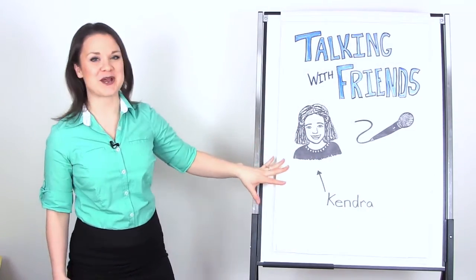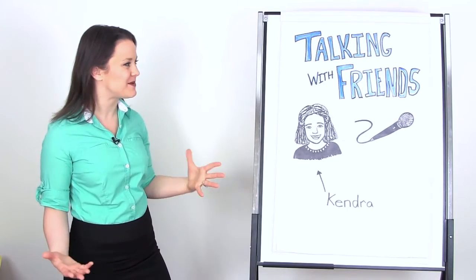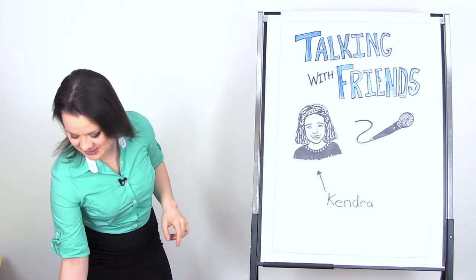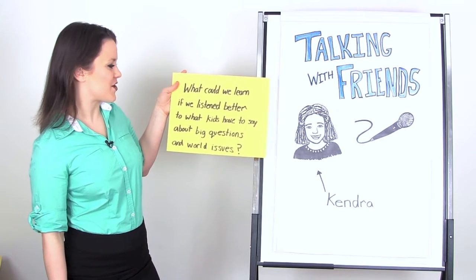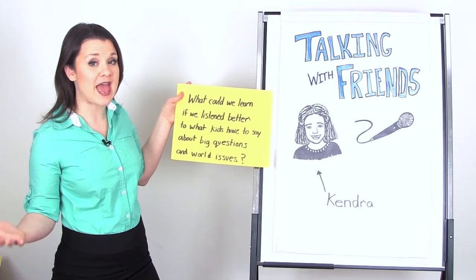Here we have Kendra. Kendra is an outgoing person. She loves to talk and listen and be with her friends. Her passion is talking with friends. And her question is this: what could we learn if we listen better to what kids have to say about big questions and world issues?